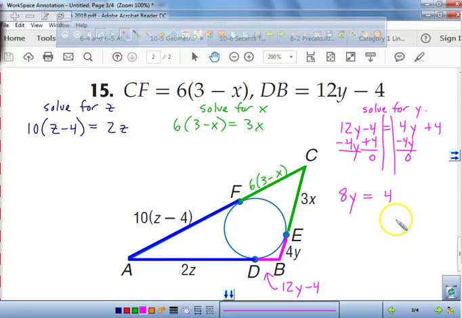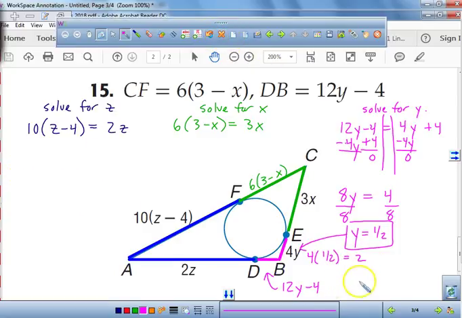And you always divide by the number that's in front of the variable. So I'm going to divide both sides by 8. And I get y is equal to 4 divided by 8, which is simply a half. So that's what y is equal to. Now I'm going to take this half and stick it right there. I'm going to say 4 times a half. I've got to think, what's half of 4? That's 2.